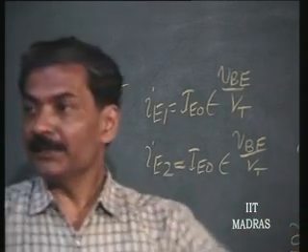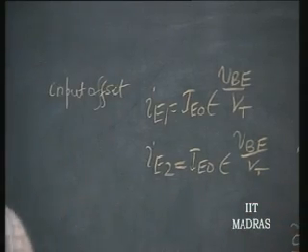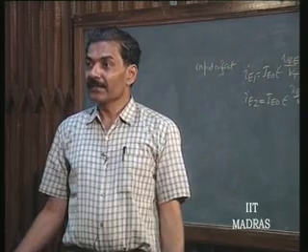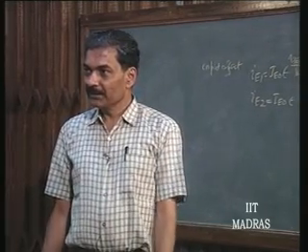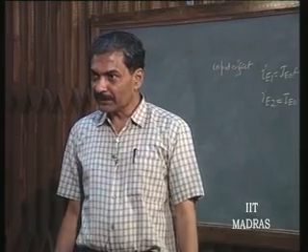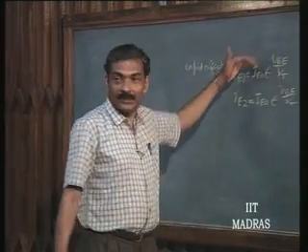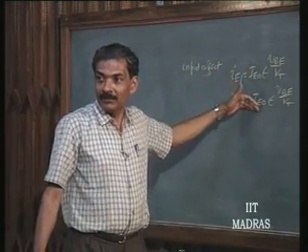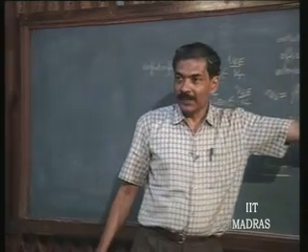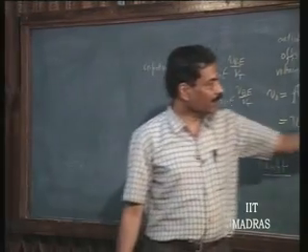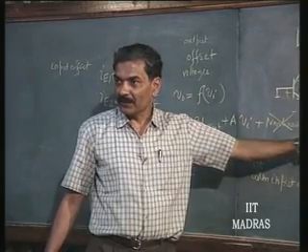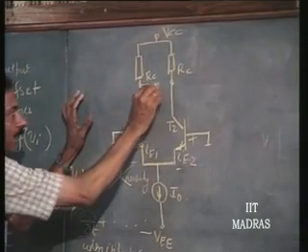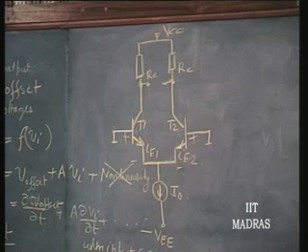So, even if VBE changes with respect to temperature, this will remain the same, no problem. This is what is called the common mode problem. VBE changes with respect to temperature, but these currents will remain the same. What will be the value? It is going to be I0 by 2, right, because IE1 is equal to IE2 and by Kirchhoff's law it is going to be I0 by 2, and therefore, output offset is going to be 0.